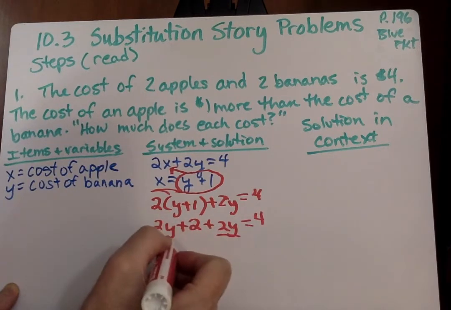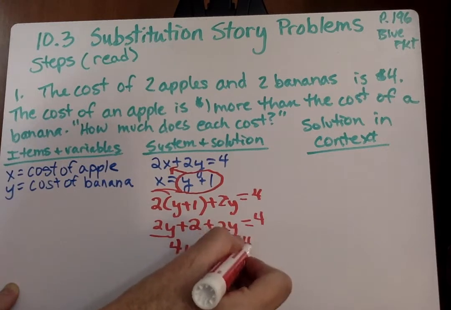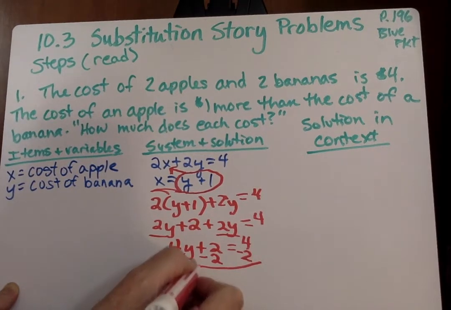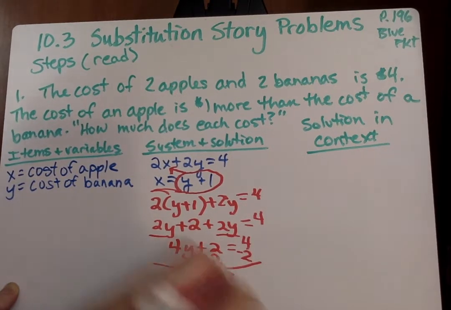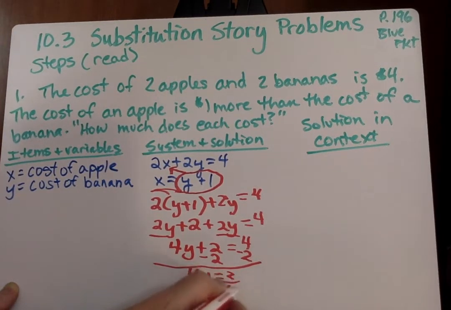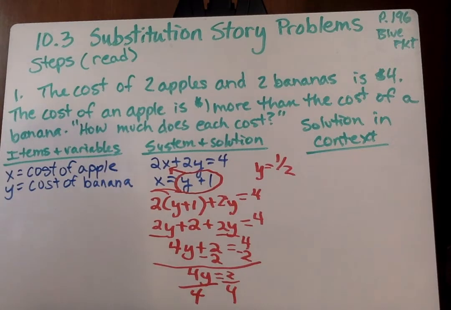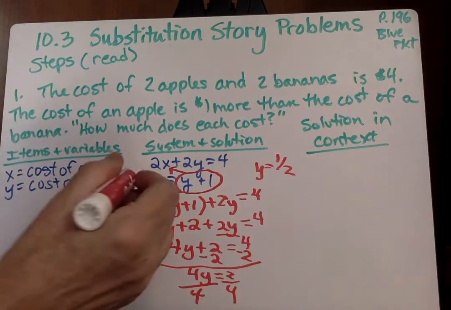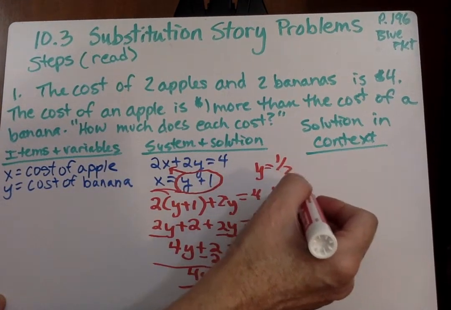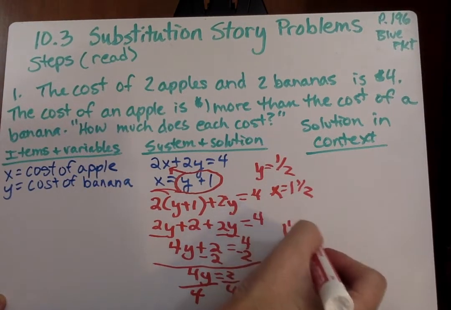Add our y's together, or combine like terms: 4y plus 2 equals 4. Minus 2 from each side: 4y equals 2. And then we divide by 4. So y equals 1/2. And what's x? If we put 1/2, 1/2 plus 1, we know x equals 1 1/2. So if we just wanted an ordered pair, it would be 1 1/2, comma, 1/2.